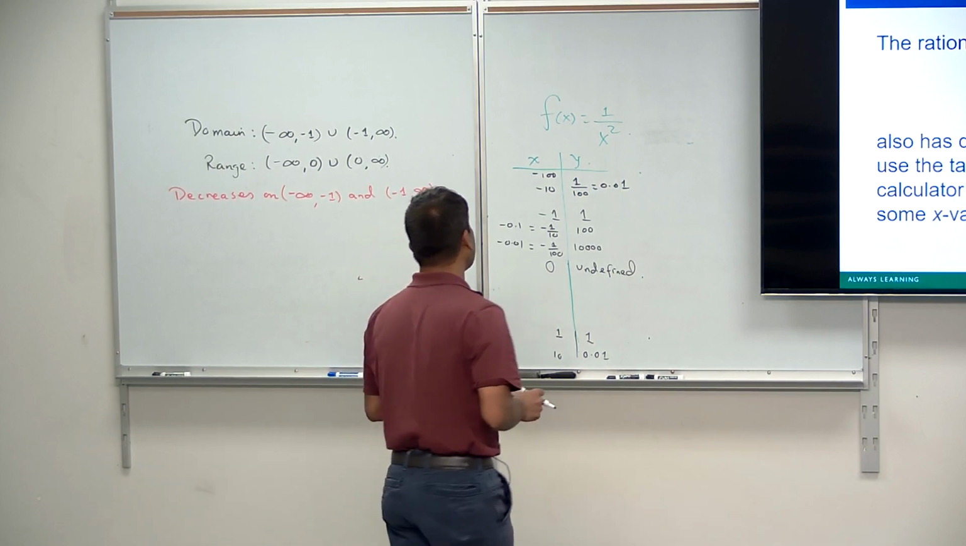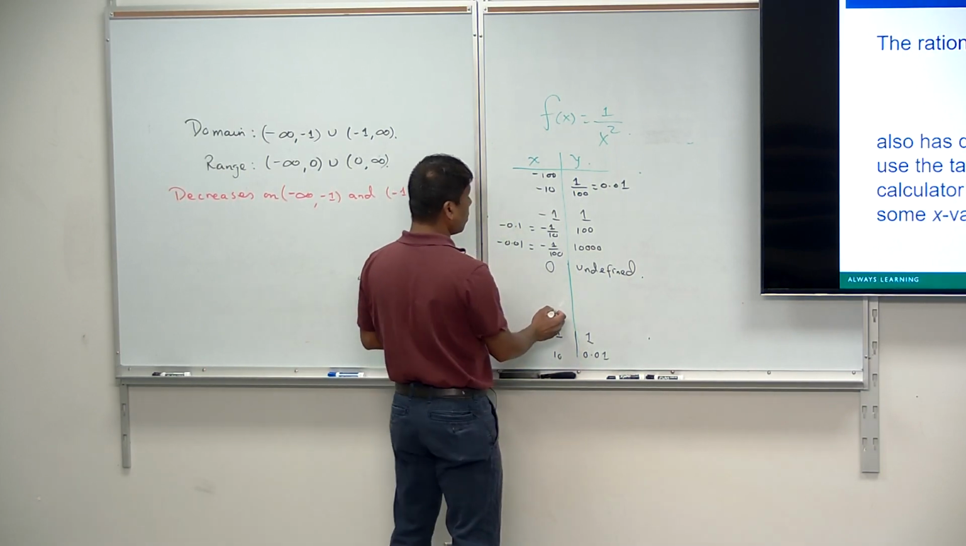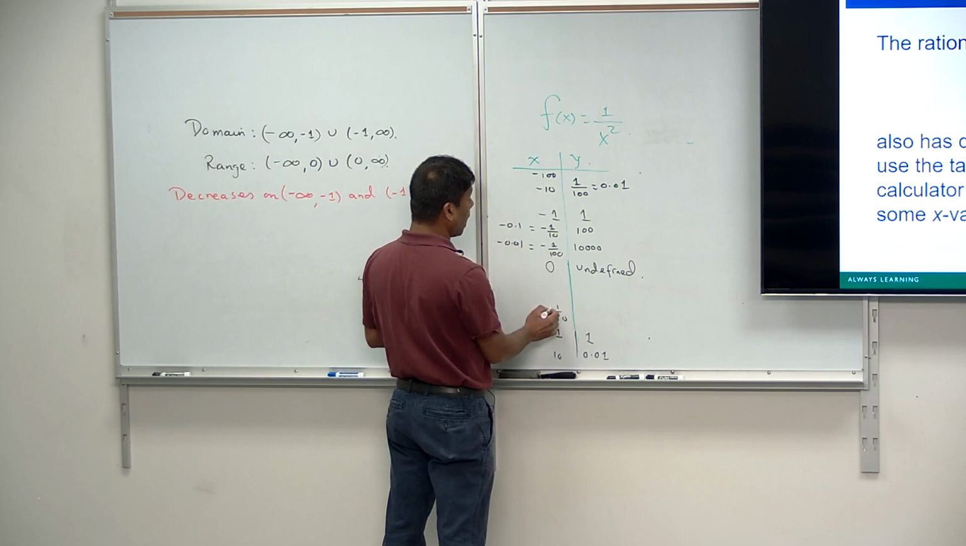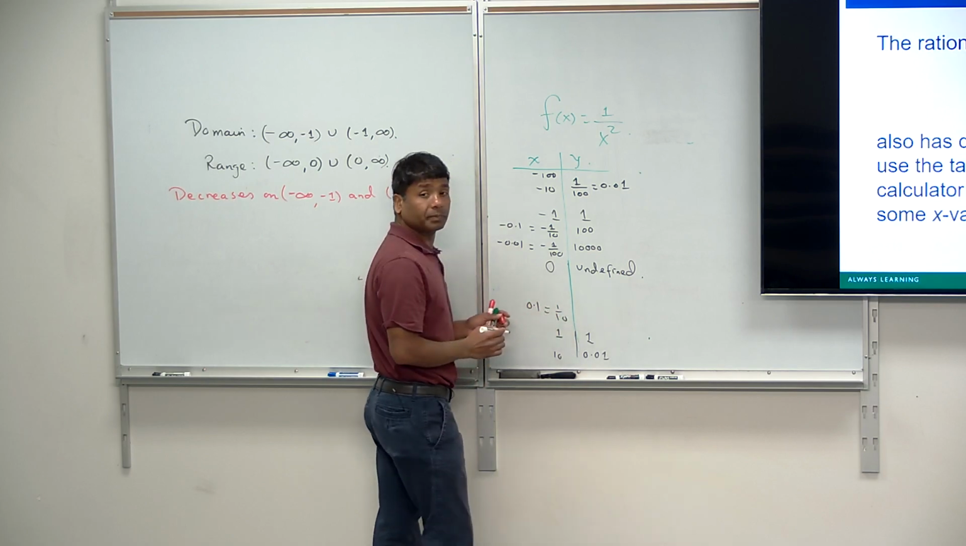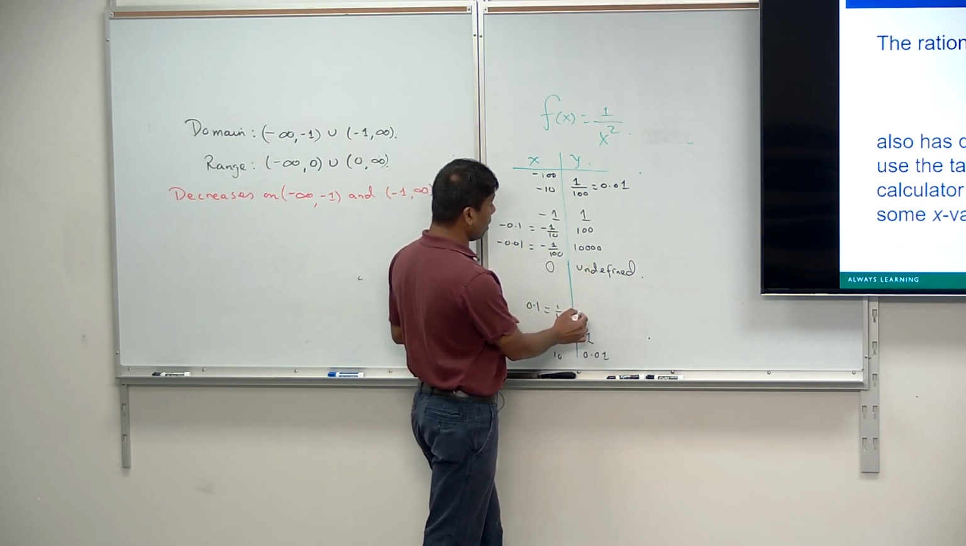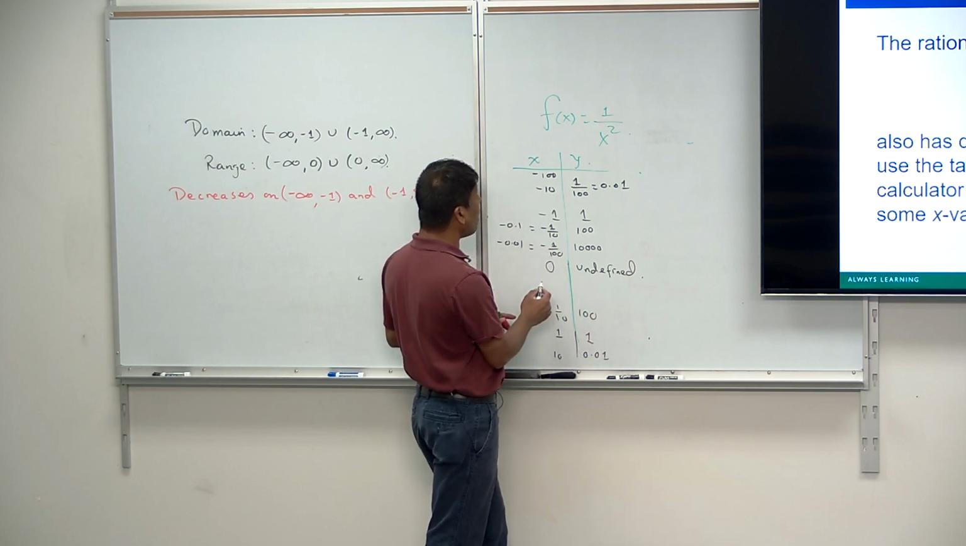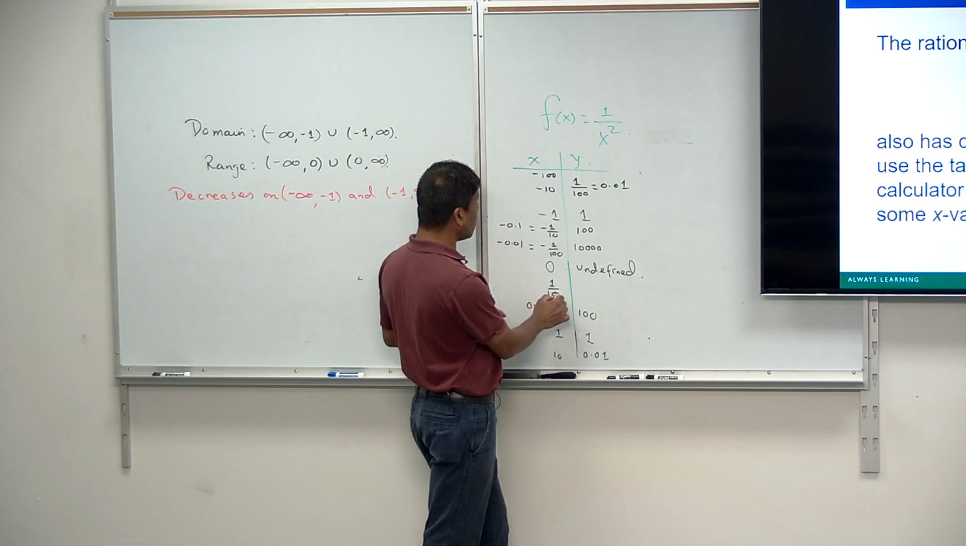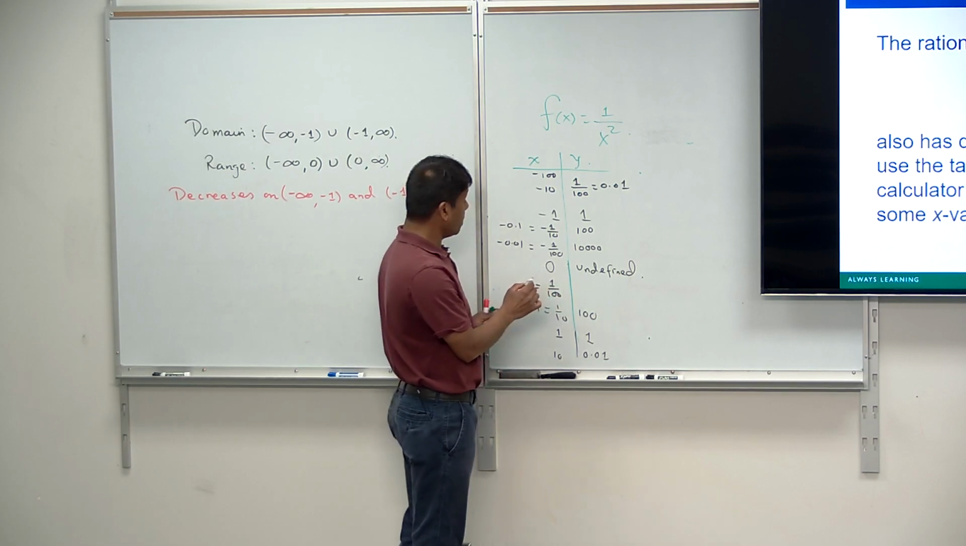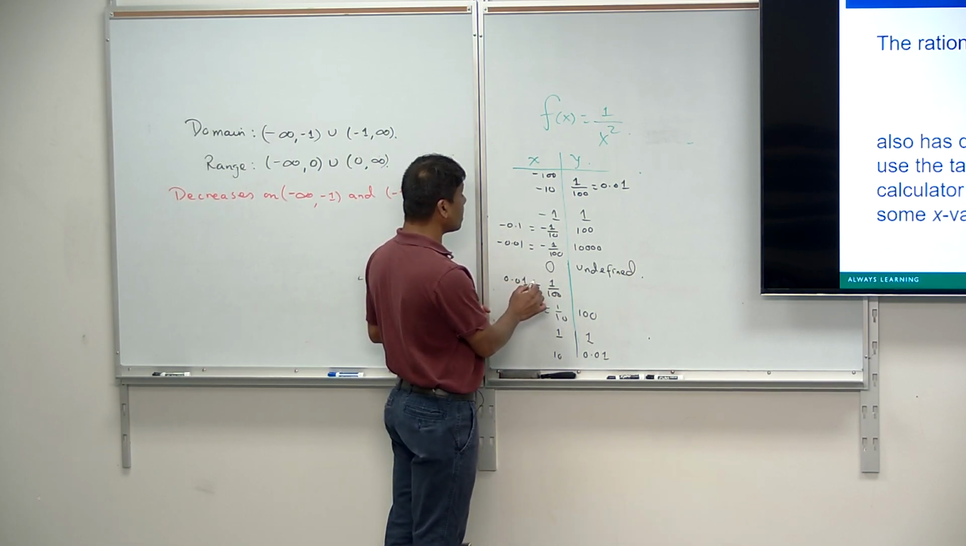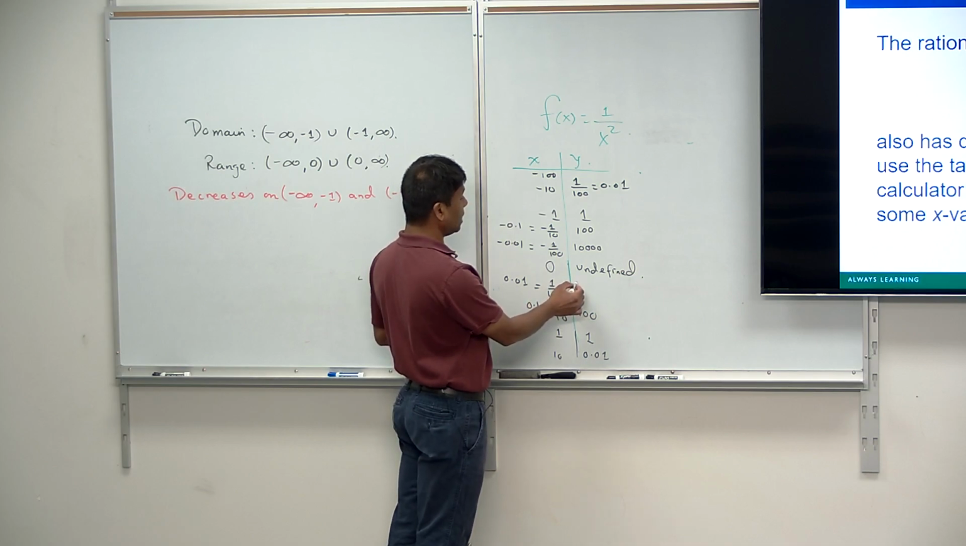Same thing happened here, guys. So if I plug in 1 over 10, and you know 1 over 10 is 0.1, is that right? So what will be here? It will be 100. And if I plug in, let's say, 1 over 100, so this is 0.01. So it will be what? It will be 10,000.